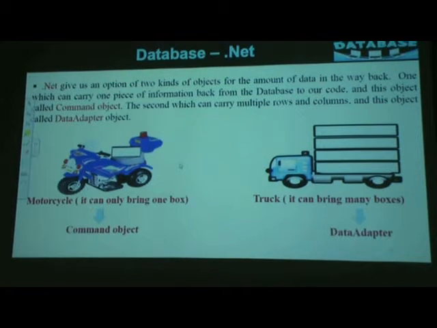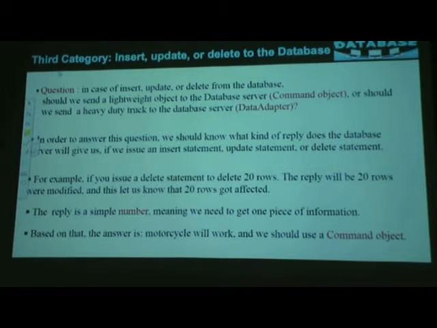So here, a summary of the difference. .NET gives us two kinds of objects for bringing data back. One can carry one piece of information back from the database to our code, and this object is called the command object. The second can carry multiple rows and columns, and this object is called the data adapter object. So the motorcycle can only bring one box, whereas the truck can bring many boxes. The truck is the data adapter and the motorcycle is the command object. The third need is that sometimes we need to insert, update, or delete in the database.